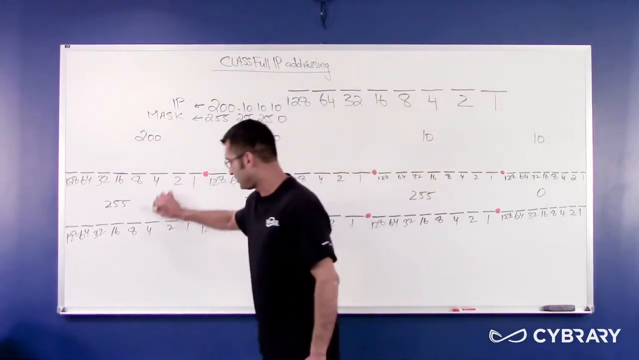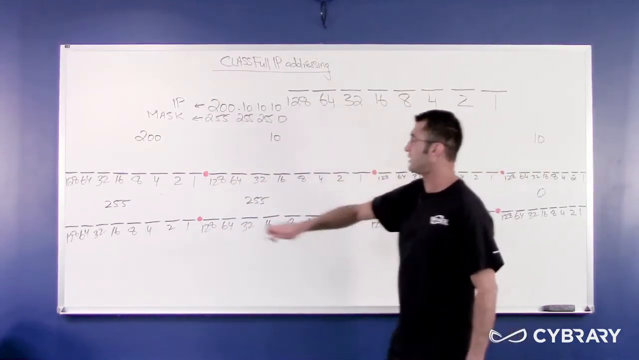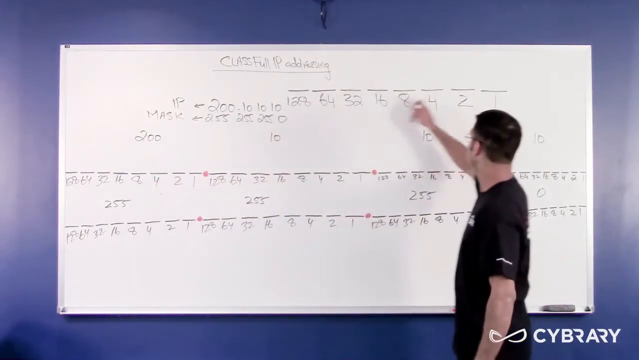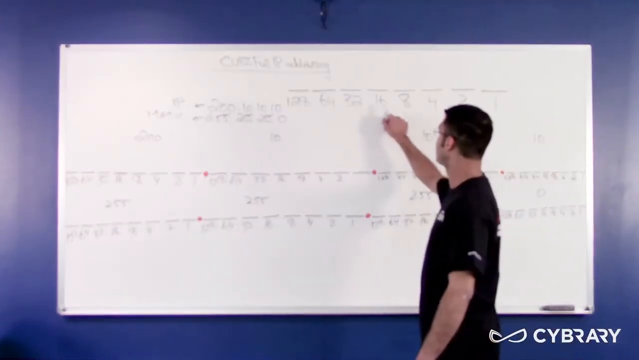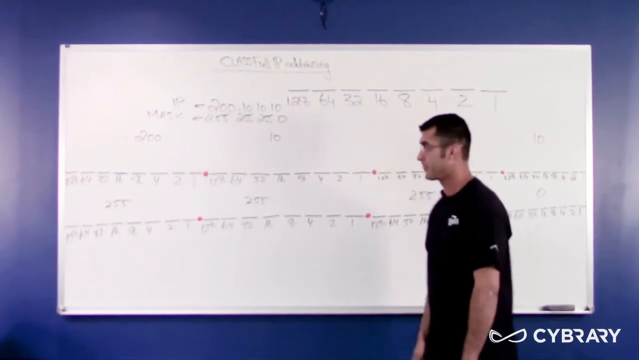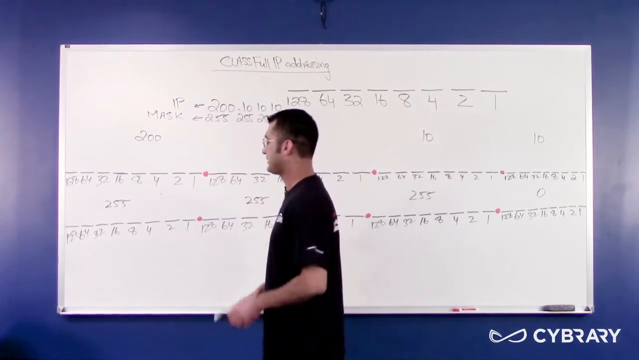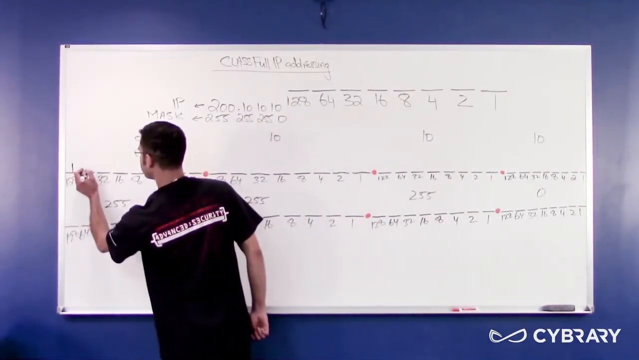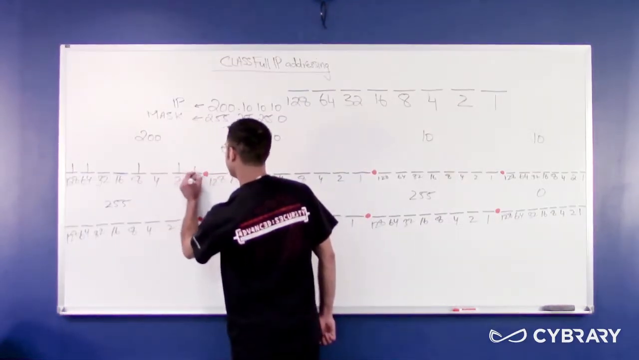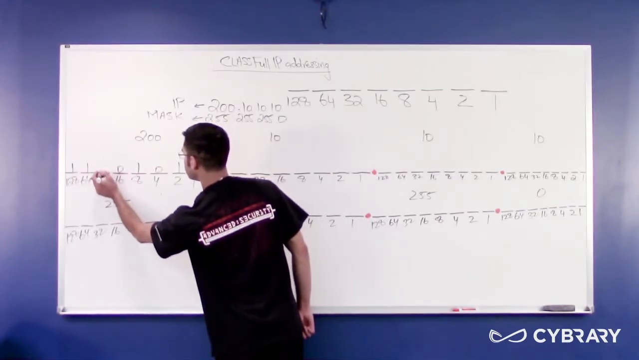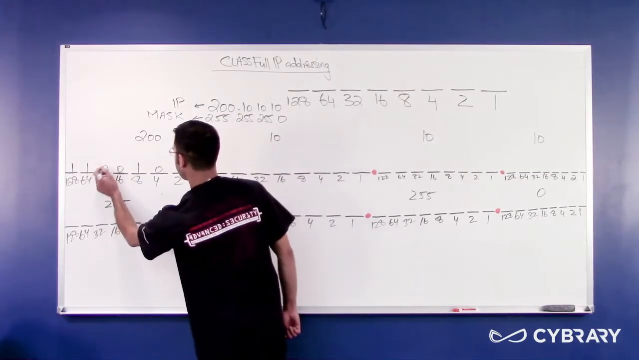If the octets are not clearly visible on camera, I have drawn out a bigger octet on top here. Each one of these fields between the dots looks like this, with the numbers going from 1, then doubling: 2, 4, 8, 16, 32, 64, and 128. So let's convert the IP into binary. 200. How do I get 200? 128 plus 64 is 192, plus 8 is 200, sorry, 192 plus 8 is 200.